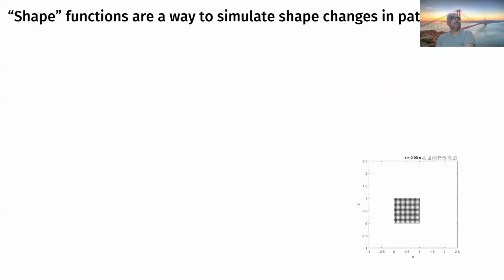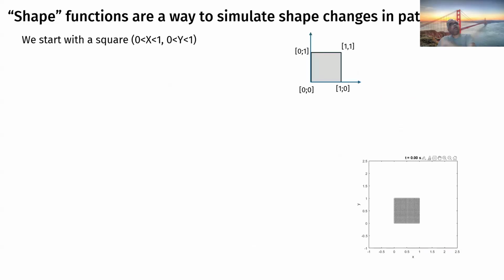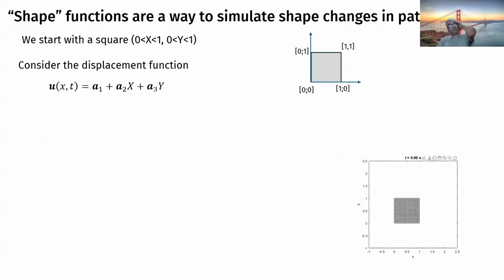You can see that. So how do we do this in a systematic way? Shape functions are a way to simulate shape changes in patches. So I'm going to pick a particular one. We start with a square body like that. And we are going to consider a displacement function, which is very simple. U, which is a vector, is a1, which is a vector, plus a2 times x, plus a3 times y. a1, a2, a3 are vectors, x and y are scalars. I got a vector function, right?